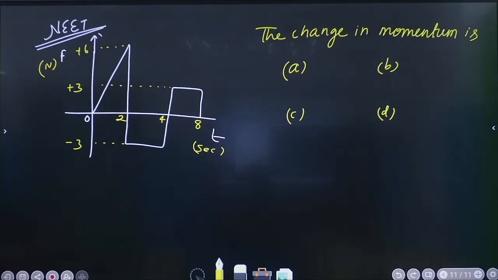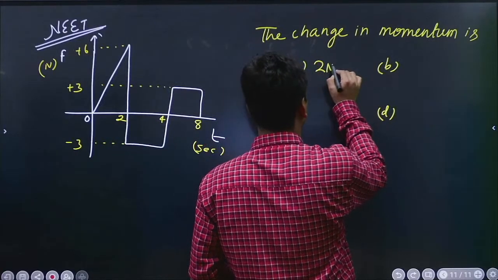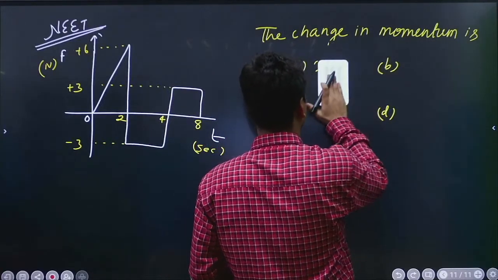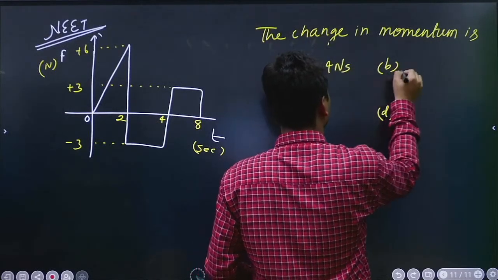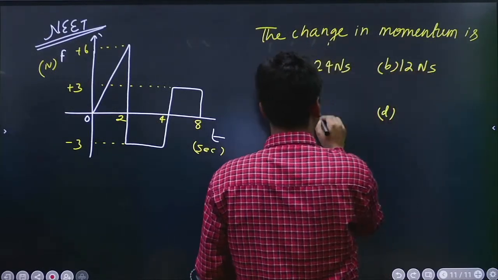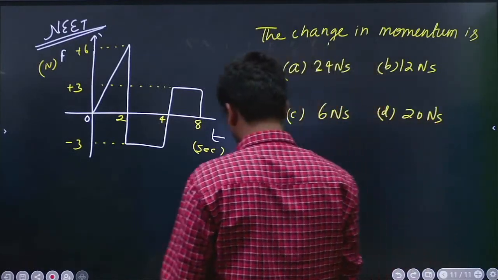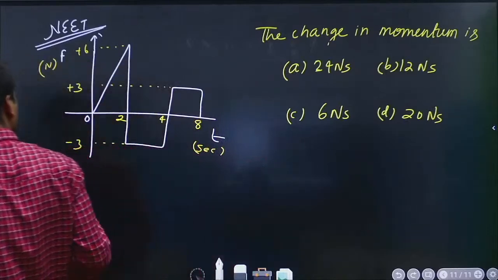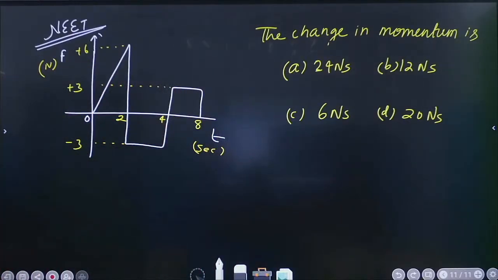The options are given: 24 Newton second, 12 Newton second, 6 Newton second, 20 Newton second. Okay, so try to calculate yourself. Positive area, negative area, positive area, then add every area. Okay, add all the areas, you'll get your answer.